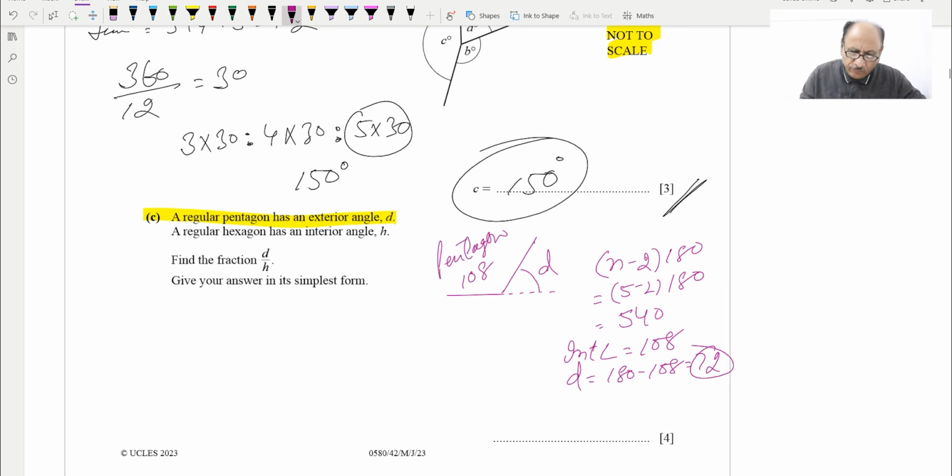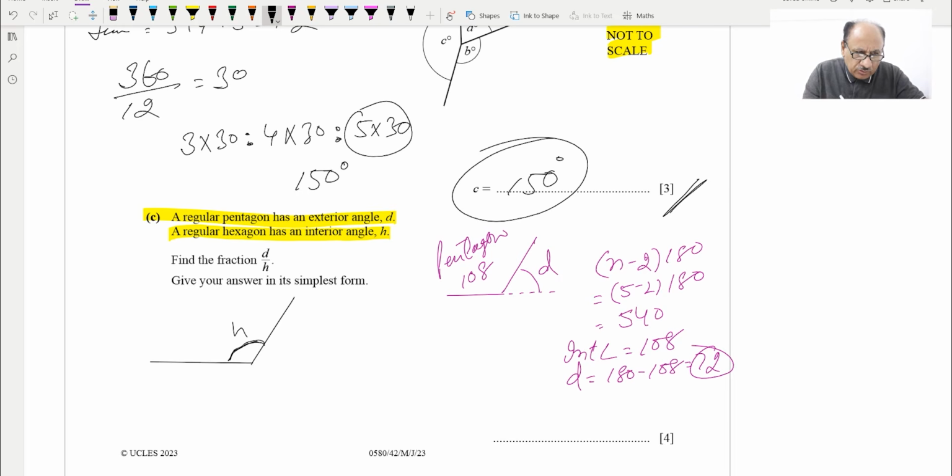Similarly, we can go to the second line. It is saying a regular hexagon has an interior angle of h. So we can consider another hexagon. Say for example, this is a hexagon, and the hexagon has an interior angle h. So the interior angle is this much, which is h. Now we can find this interior angle.